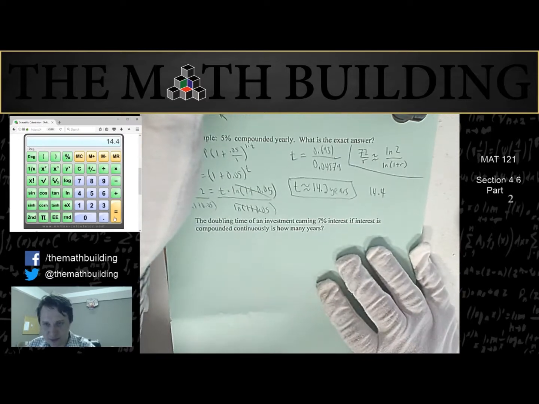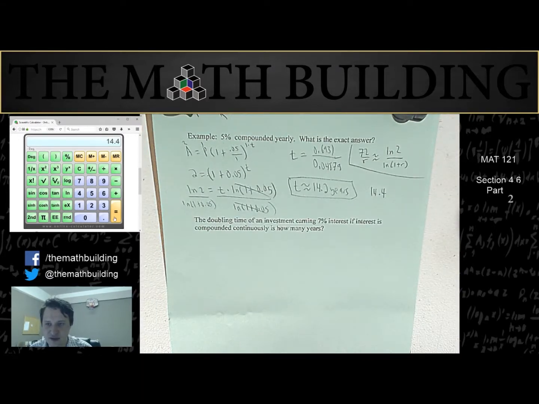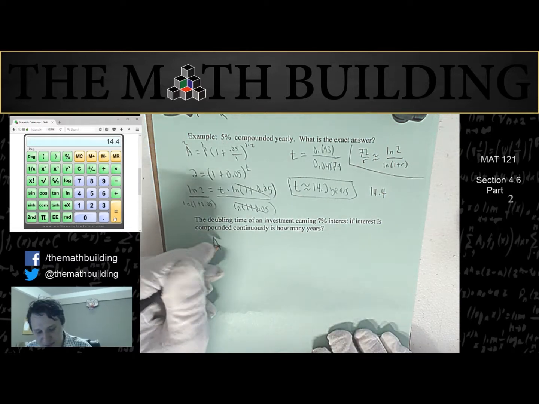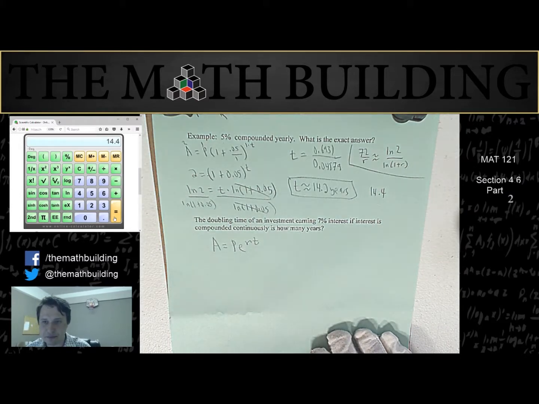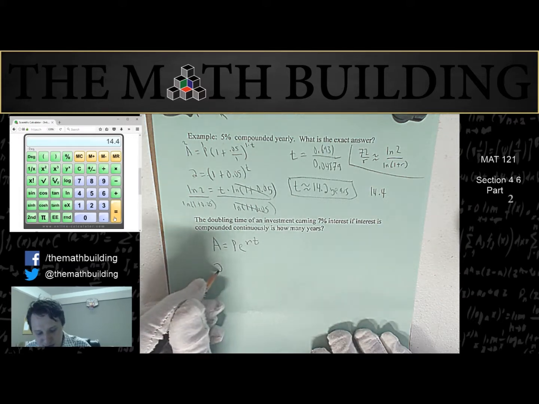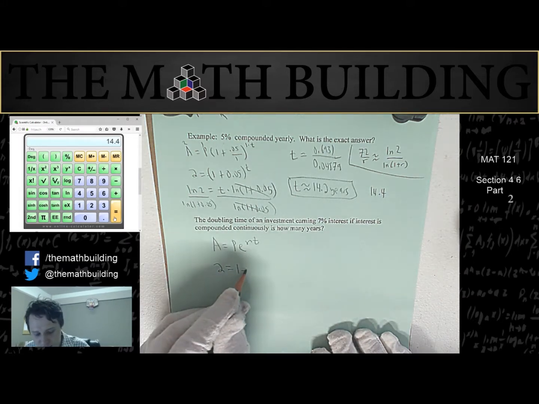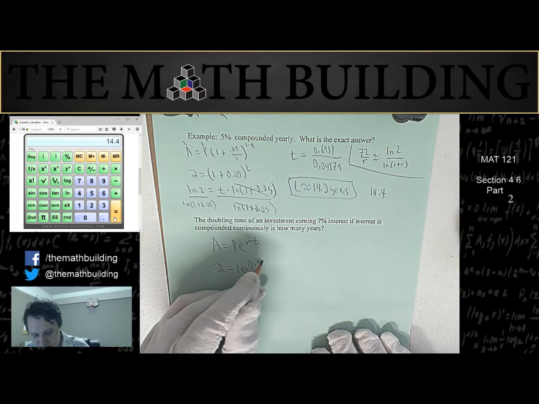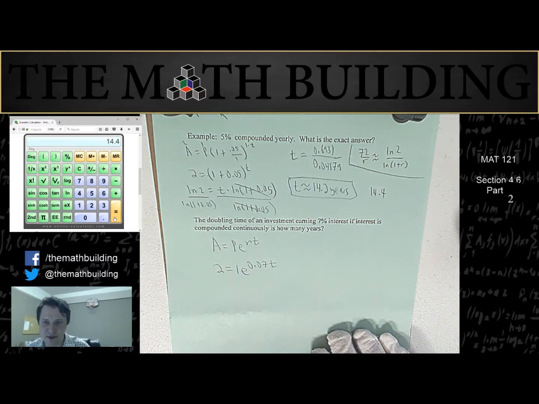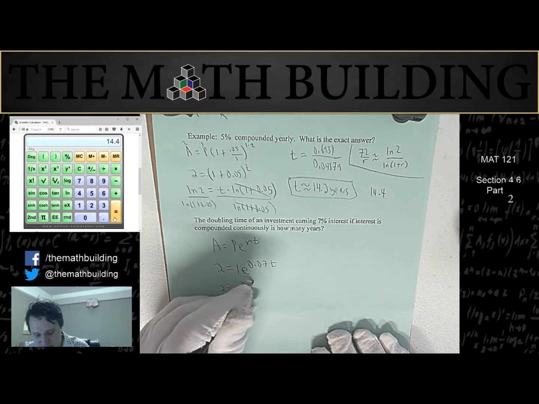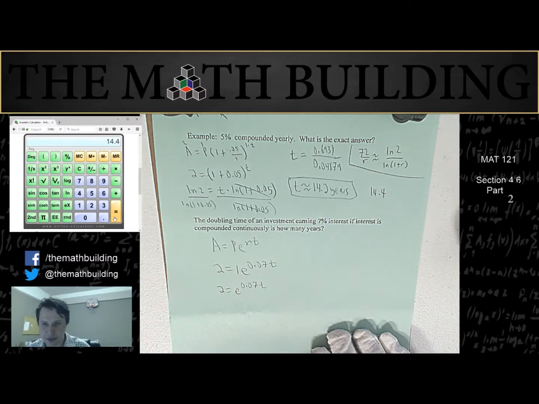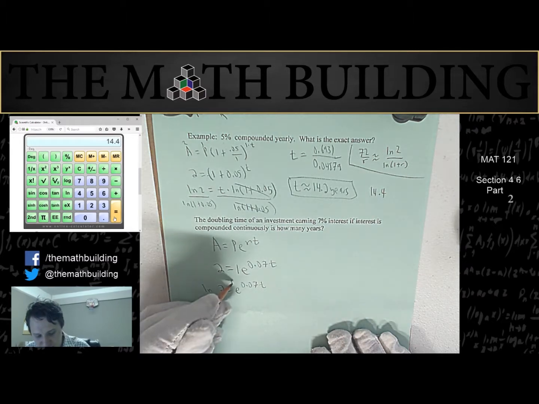So let's do this last one. The doubling time for an investment earning 7% interest, compounded continuously. So A equals P e to the RT is continuous compounding. How many years will this take? All right, so we want to know how long it'll take to double, so just plug in 2 and 1. Our interest rate is 0.07, and then we have a t right there. So this simplifies to 2 equals e to the 0.07t. Take the natural log of both sides.